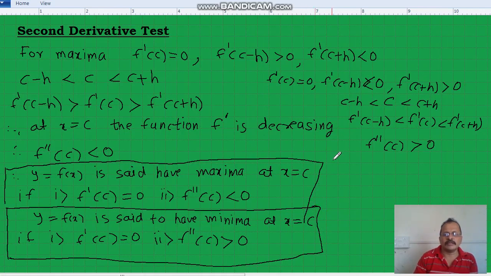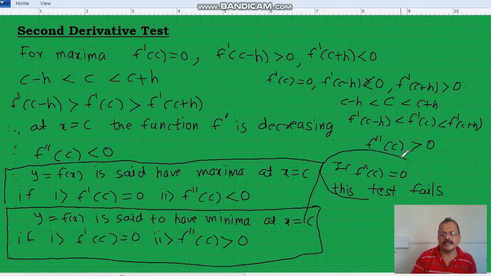Please note that if f double dash c is equal to 0, then this test fails. Please note this. If the second derivative at c is equal to 0, then this test fails.